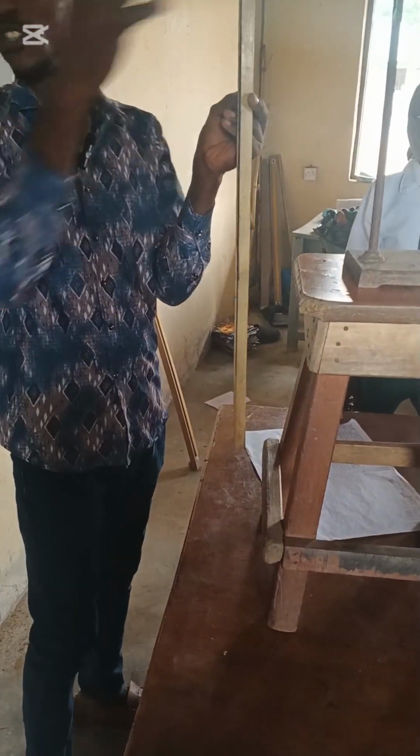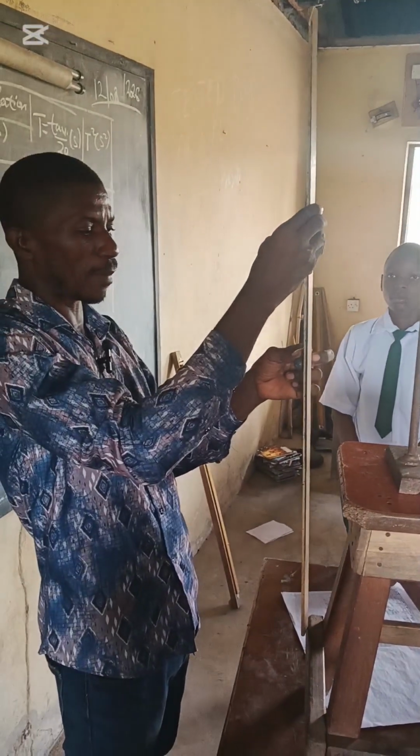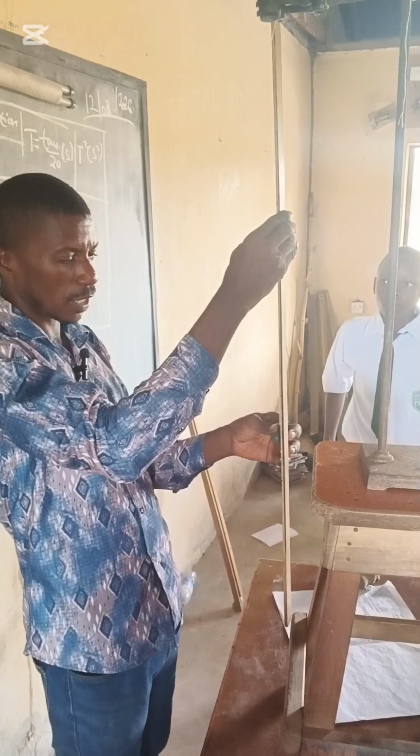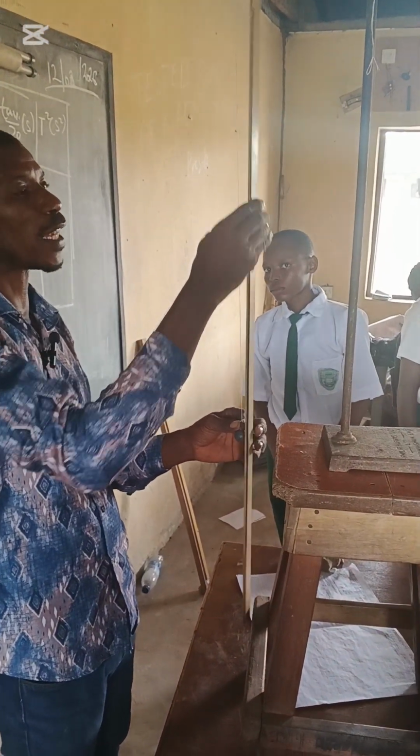Now, first of all, you measure a length of 80 cm. We measure a length of 80 cm to the center of the bob. So this gives us a length of 80 cm here. So this one is 80 cm.